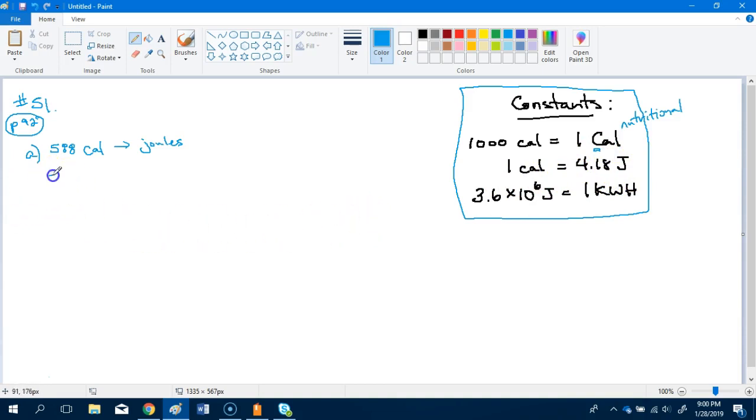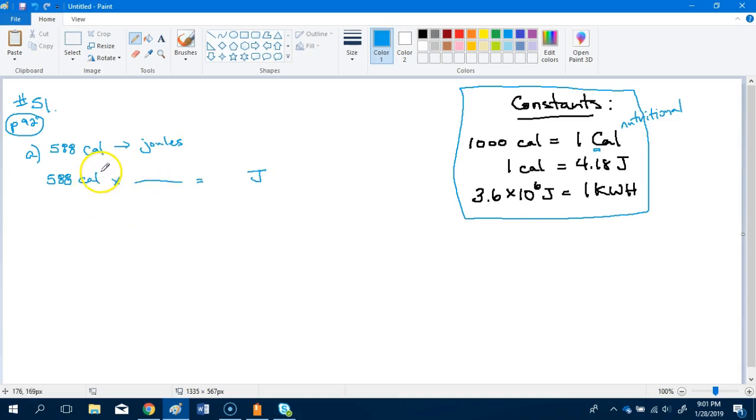So the way that I like to set these up is I write down what I'm given first, 588 calories, and then I'm going to multiply by a conversion factor, which is always going to be in the form of a fraction, is equal to what I'm looking for, which is joules. Okay, I know that 1 calorie is equal to 4.18 joules. The question is, do I put my 1 calorie here and my joules at the bottom, or do I put the joules on top and the calories on bottom?